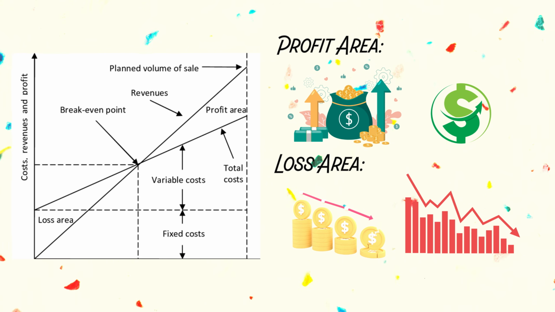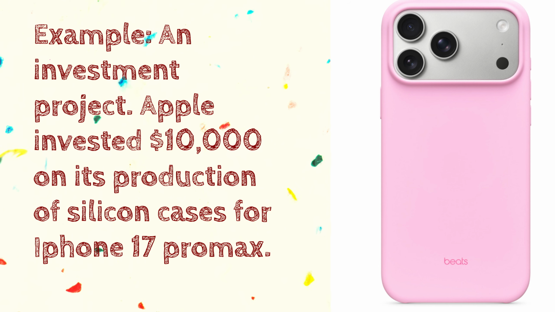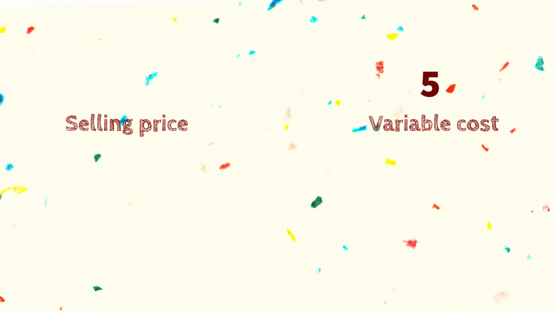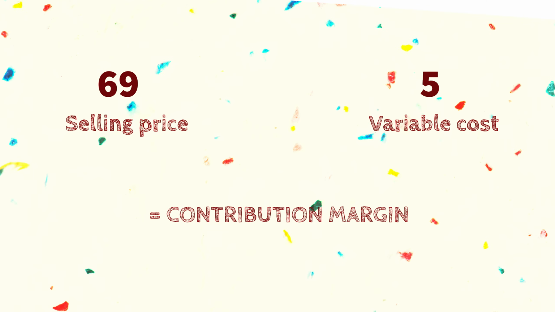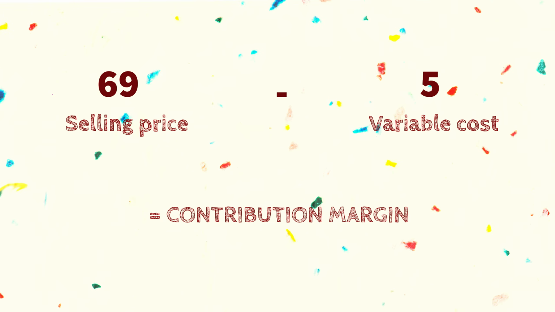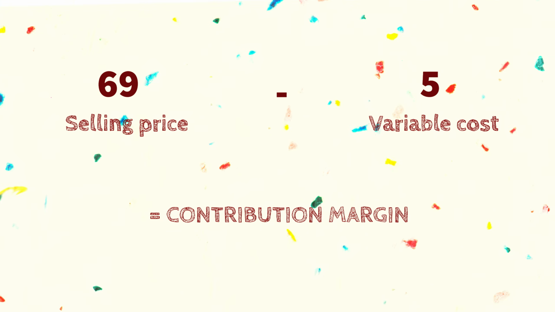Let's have a look at the Apple silicone phone case, for example. Suppose that Apple invested $10,000 for the production of the new iPhone 17 Pro Max silicone case. Let's say the cost of the Apple silicone case for the iPhone 17 Pro Max is $5, and the case is sold at the price of $69. That means the contribution margin is $69 minus $5, which is $64.